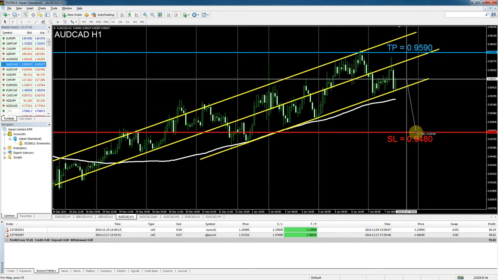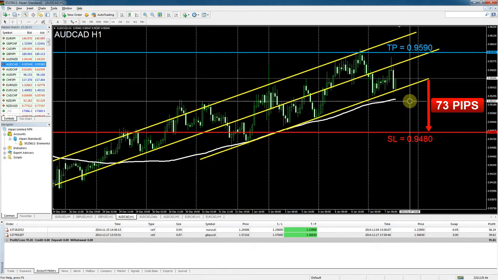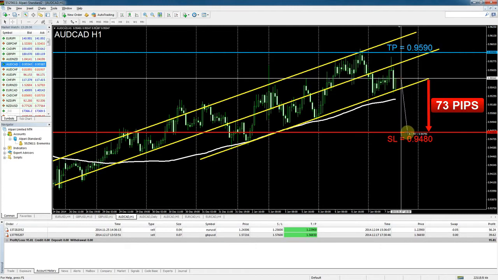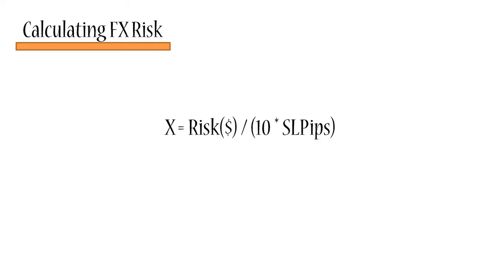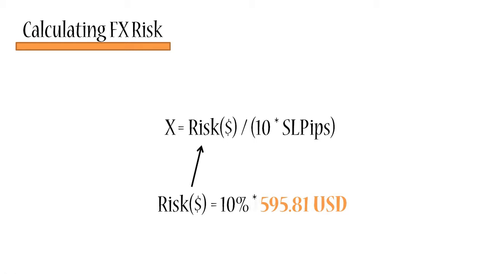For calculating the risk, we will need to know the stop loss in pips. So here we have approximately 73 pips for our stop loss. So I'll just bring up the slides that we're familiar with. We need to take the risk in dollar terms and divide by 10 times stop loss in pips. In our case, we want the risk in dollar terms to be approximately 10% of the balance, and that's because we're taking a very short trade. We're not going to ask for a big movement, and it is quite a good signal, even though it is in the counter trend movement, but at the same time we are headed towards the top of that channel. So 10% of 595.81 is approximately $60.